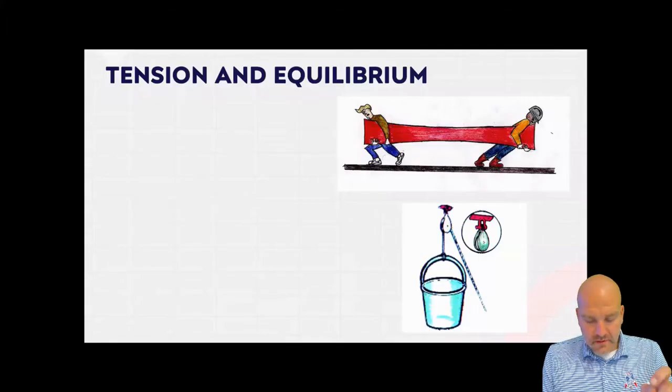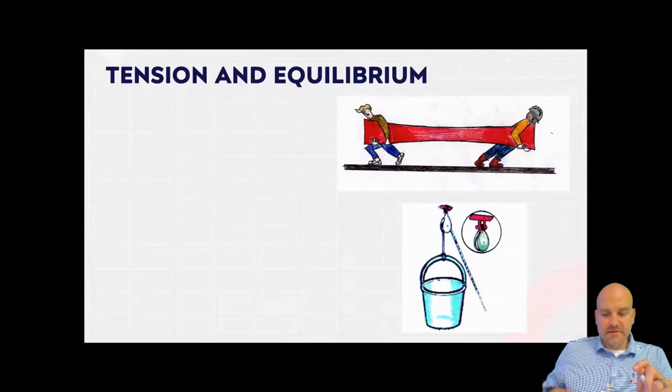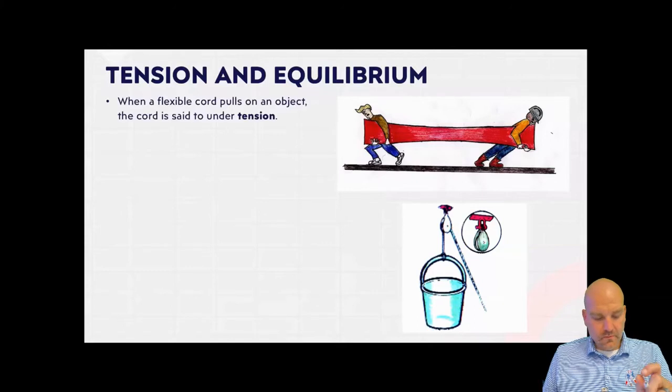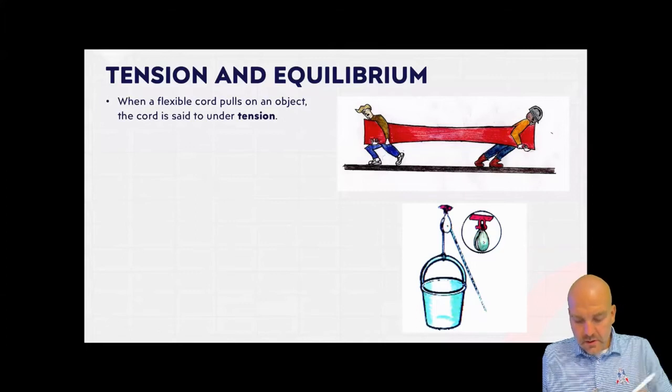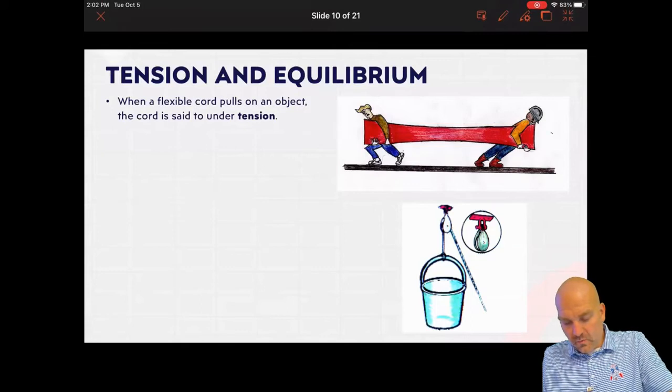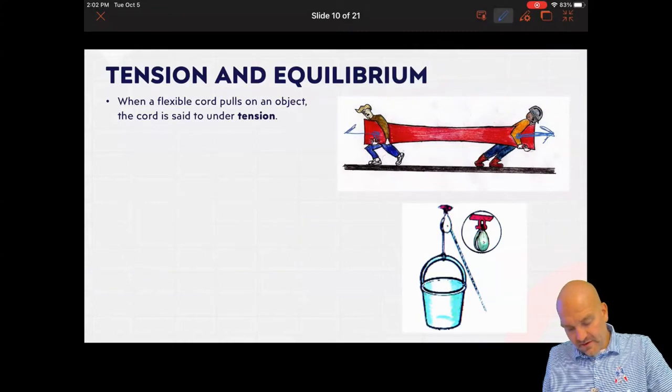Okay, so now we're going to keep continuing these applications, and we're going to look at tension and equilibrium. And the last one we looked at was problem solving. So when you have flexible cords pulling an object, the cord is said to be under tension. So it's basically stretching, and you can see in our little diagram here with the two gentlemen, where one is pulling one way, right? This guy's pulling off here to the right. This guy's pulling to the left.